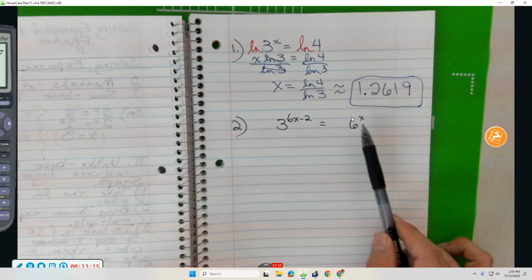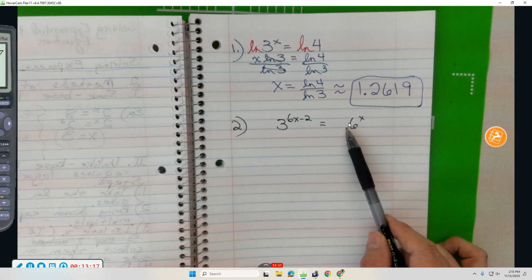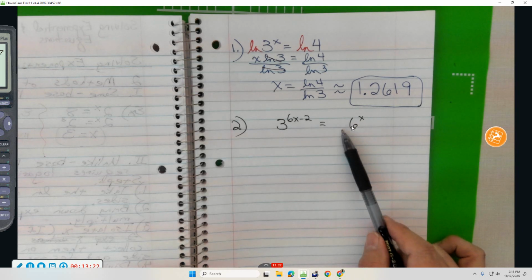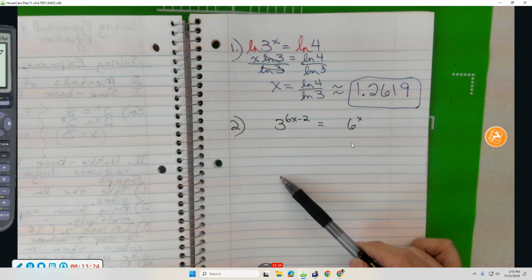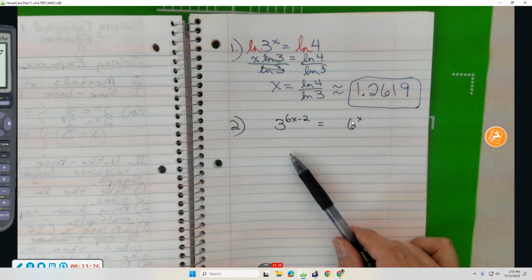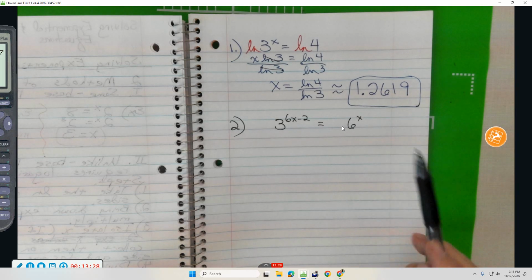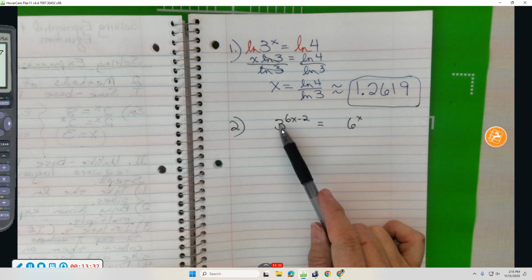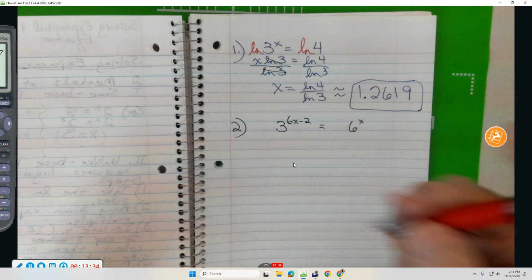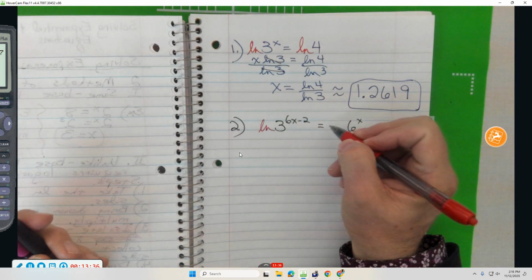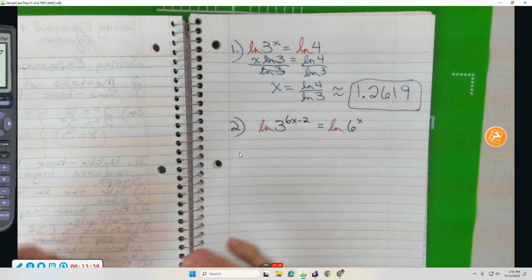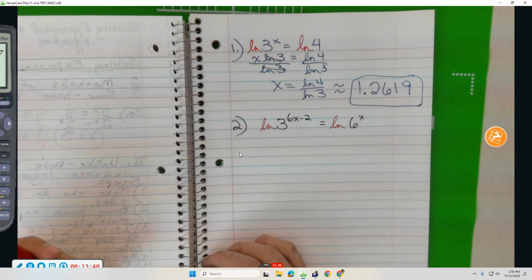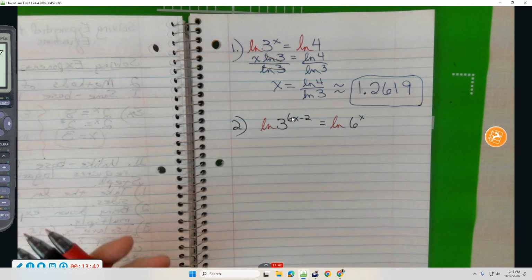What do people do? How do they rewrite 6 incorrectly? Maybe 3 squared. Is 3 squared equal to 6? No. If it had been 9, we could do it easy. But 6 cannot be written as a power of 3, so in that event, we take the natural log of both sides, and that lets us bring down the exponent.